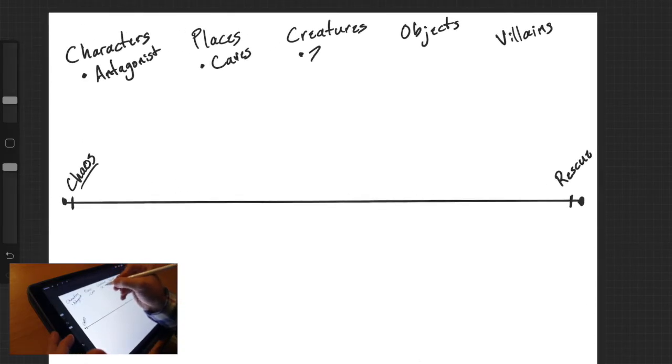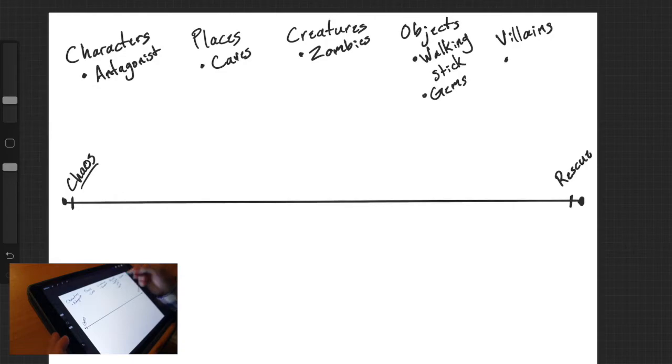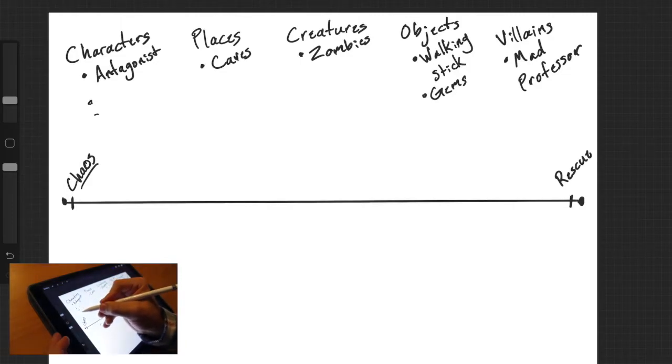So for here, I know I want some zombies, and they can be part of the creatures. For objects, let's put walking stick and gems. And then for villains, I'll put Mad Professor. And then of course your list will keep filling down as you write your story and figure it out.